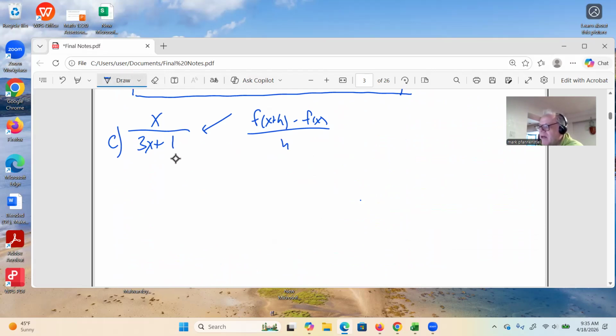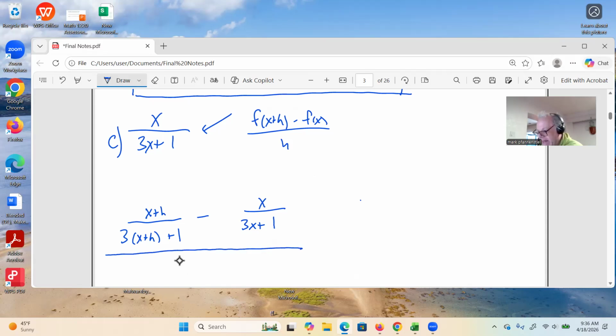Okay. So the goal is everywhere we see an x, we're going to replace it with an x plus h. So we have x plus h on the top divided by 3 parentheses x plus h plus 1, minus x over 3x plus 1, all divided by h.